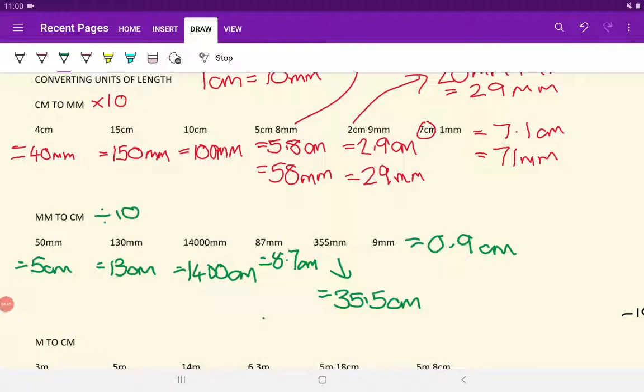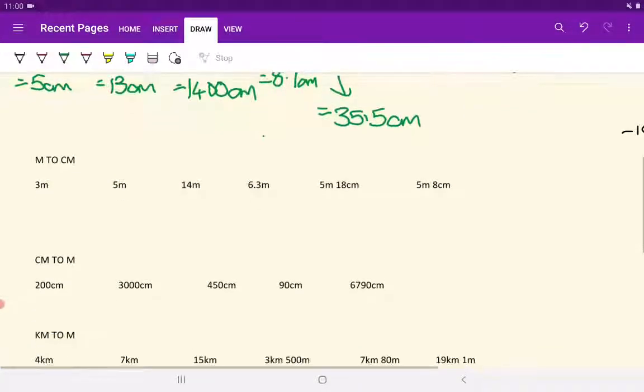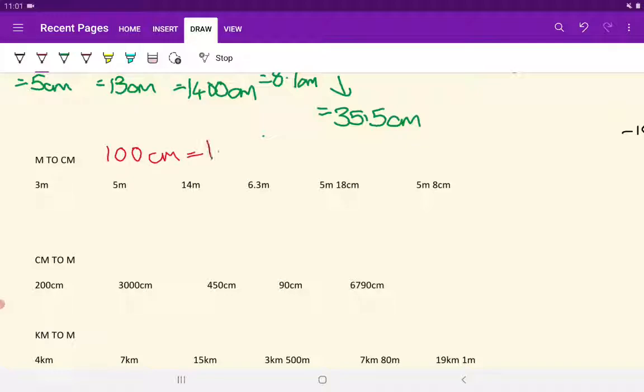Okay, now we're moving up a level, and instead of millimetres and centimetres, we're thinking about metres and centimetres. So what we need to remember this time is that 1 metre, think about a metre stick, 1 metre is 100 centimetres, so 100 centimetres in 1 metre. So when we're turning metres into centimetres, we're going to be multiplying by 100, and then when we go the other way, when we turn centimetres to metres, which we're going to look at in a wee second, we're going to be dividing by 100. And remember, you can use this video to help you when you come to a question.